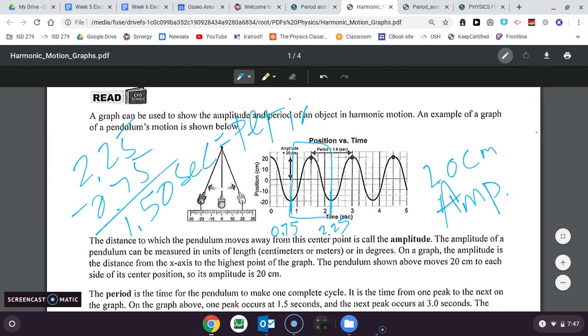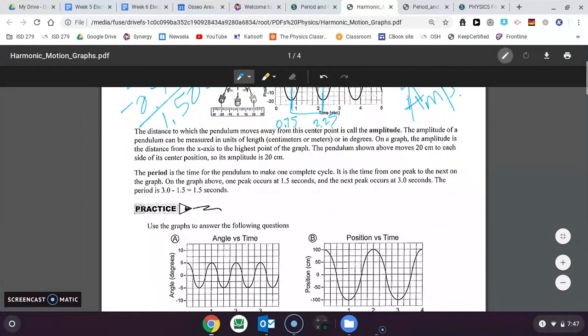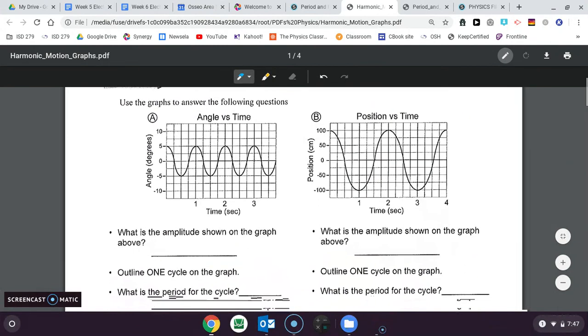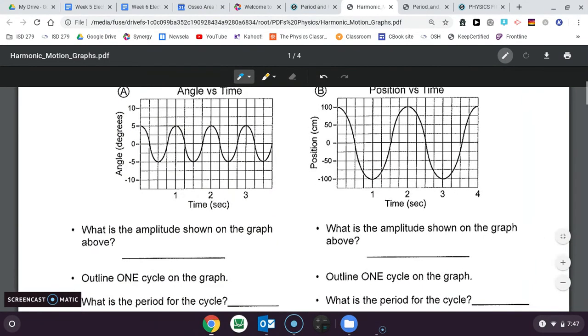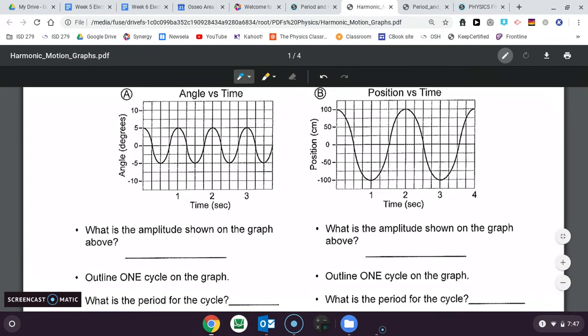And it'll be the same process for every single graph. If we go down, I'll even do the first one here. The amplitude on this one, again, the amplitude goes this way. And I can see that it goes up to 5 and down to -5. So my amplitude is 5. And it's in degrees this time. Oops, I almost put centimeters. It says degrees. You can either put the word degrees or the little degree sign.